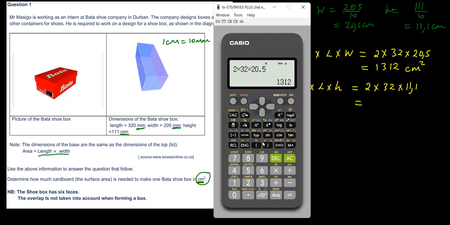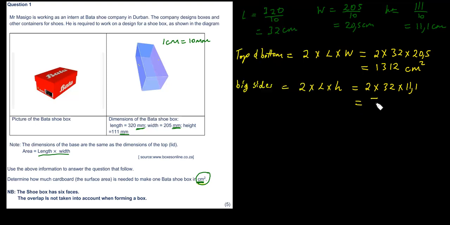Let's punch in our calculator. It's going to be 2 times 32 times 11,1. We get 710,4 centimeter squared. What about the small sides? Small sides are your 2 times what is it? Width times height. So we are looking at these small sides here. That's what we're looking for.